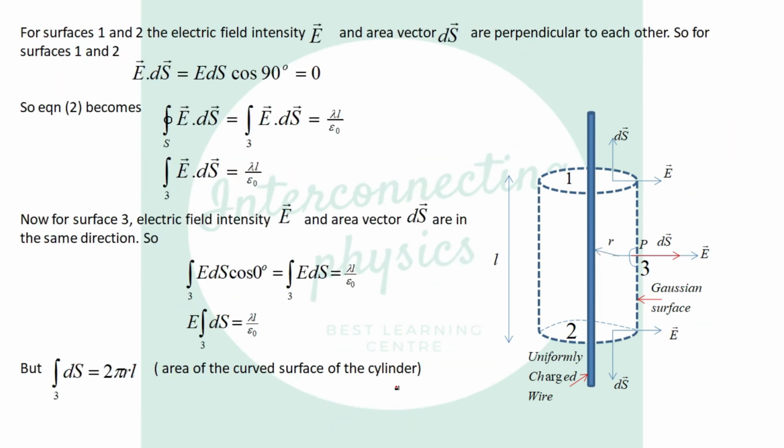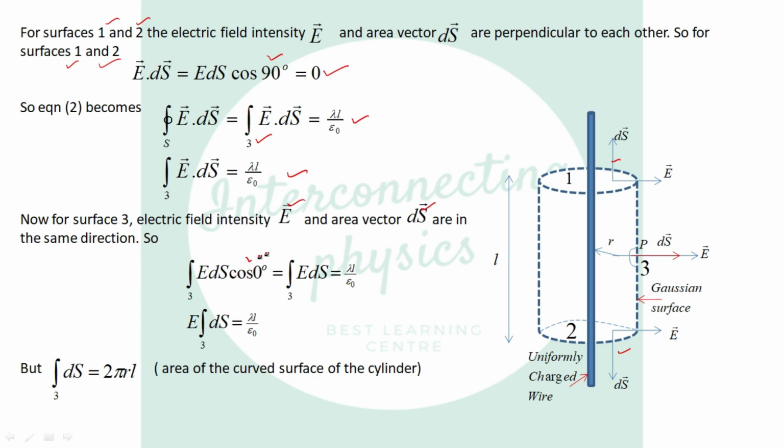Now you see for parts 1 and 2, the electric field vector and area vector are perpendicular to each other. So for surfaces 1 and 2, it will become E ds cos 90 degrees, which is 0. So we are left with only the third surface, that is, E dot ds equals lambda L over epsilon naught, and in this case E and ds vectors are in the same direction.